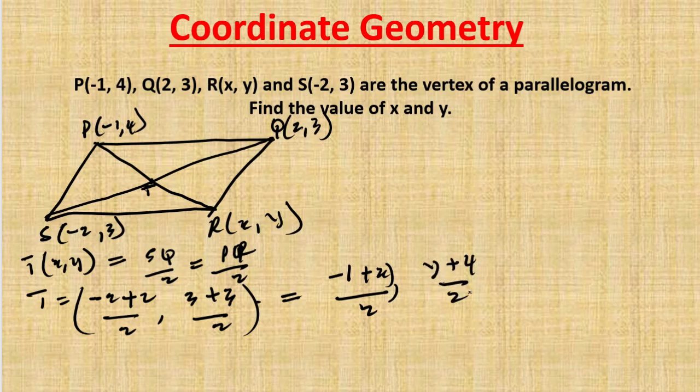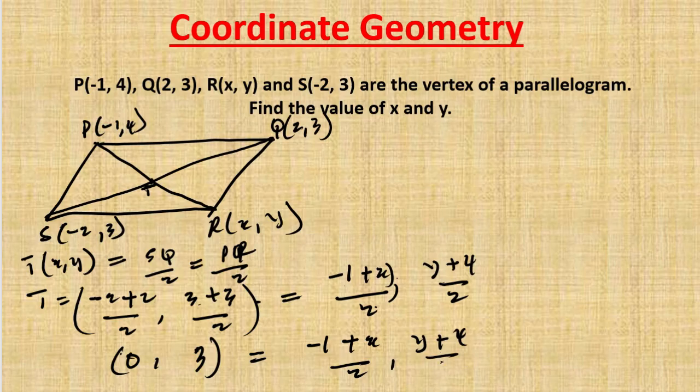plus 4 over 2. So that my -2 plus 2, that's 0, over 2, that's 0, and here is 3 plus 3 over 2, that's 6 over 2, which is 3 from the x coordinate, will be the same thing as (-1 plus x) over 2 and (y plus 4) over 2.